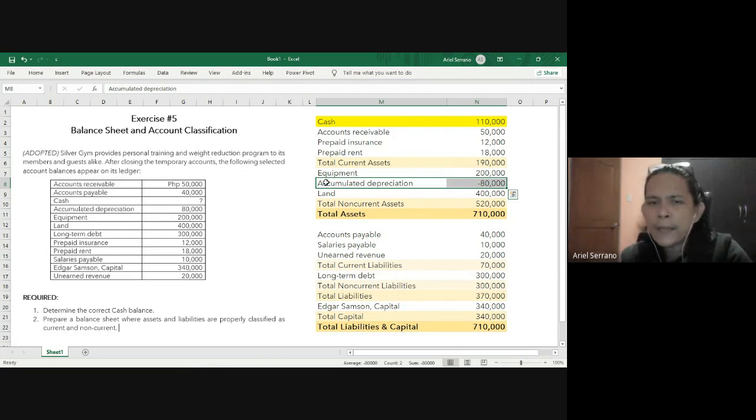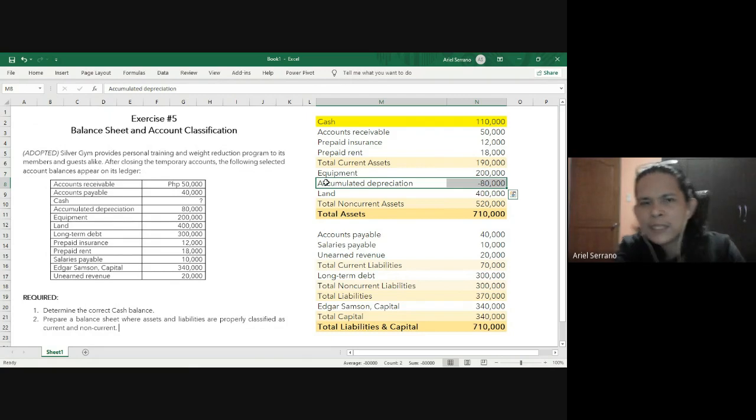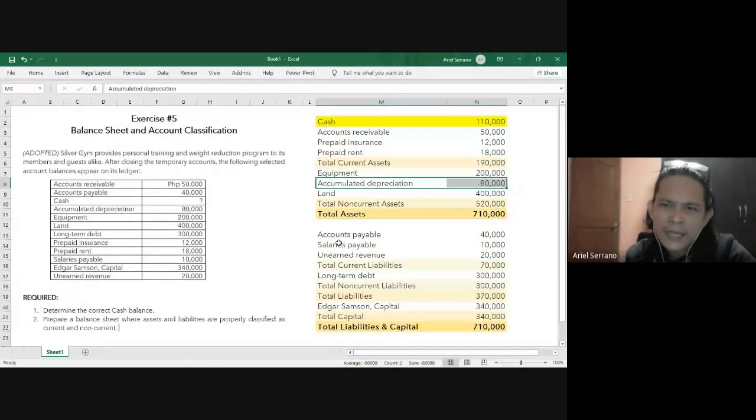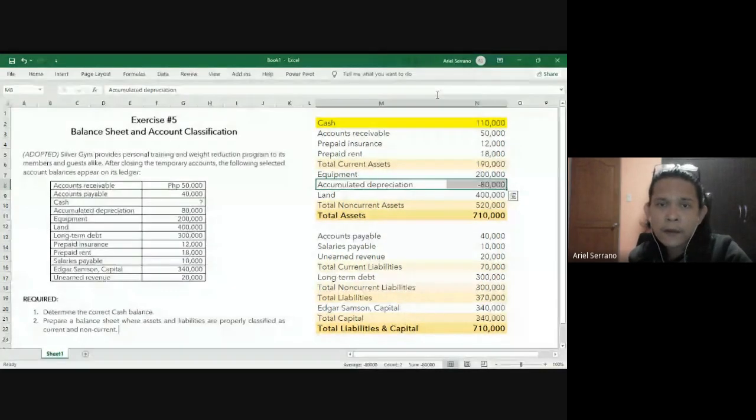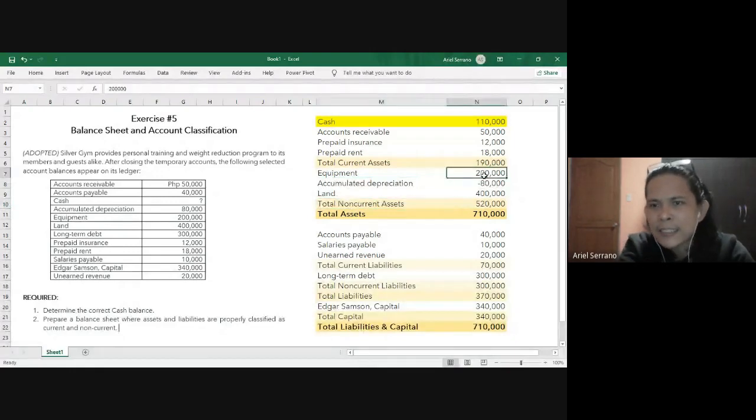But for basic accounting purposes, to simplify this, I grossed up the equipment at cost. The accumulated depreciation is presented as a contra asset. That is why, if it was presented here as a positive, we will get the amount of cash wrong. Now, the total non-current assets by combining these three will be 520,000.